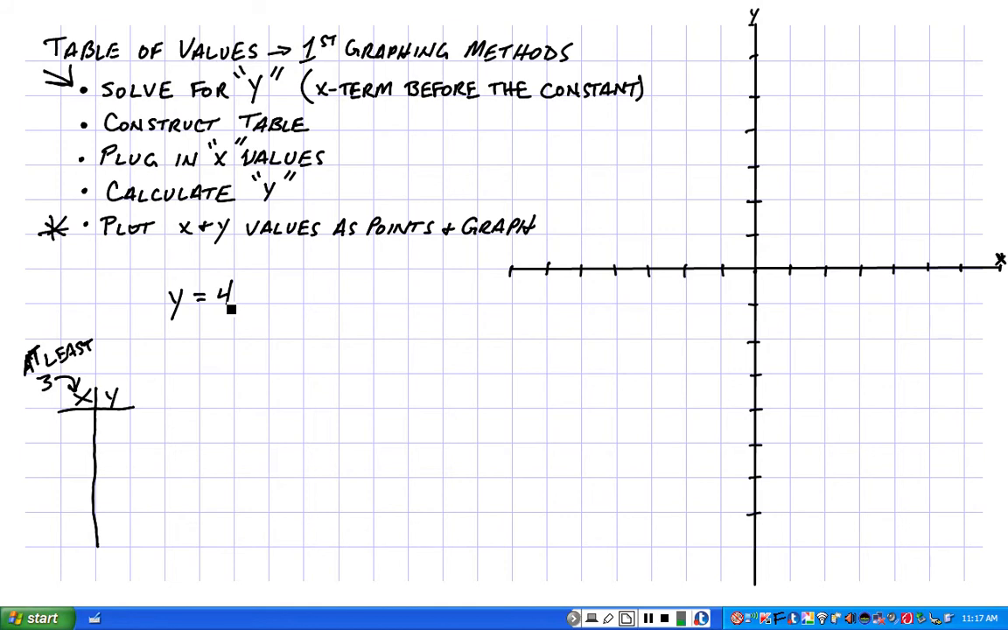Now if you're trying to use a table of values to graph an equation like this, this is saying that y is always equal to 4. Since we know we need at least 3 points, we write 4 three times. And like we've already said, we use our common numbers for x: -1, 0, and +1. If y is 4, we write three 4s under the y column, and then just write our -1, 0, and 1 for our x.